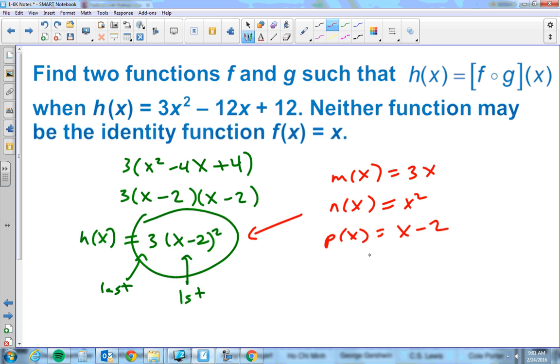Kendall, what comes first? p, n, or m? The x minus 2 is first, so yeah, p is the inner function. What comes next? m or n? Say it again? Yeah. It's hard to distinguish the two because the squaring comes next, according to order of operations. So h could be expressed as a composition of those functions in that order.